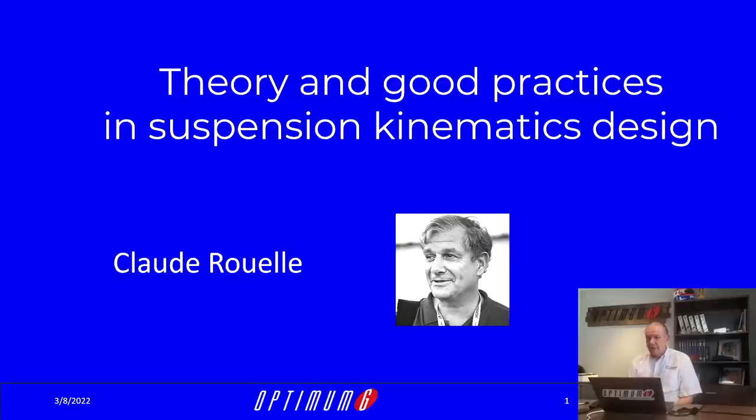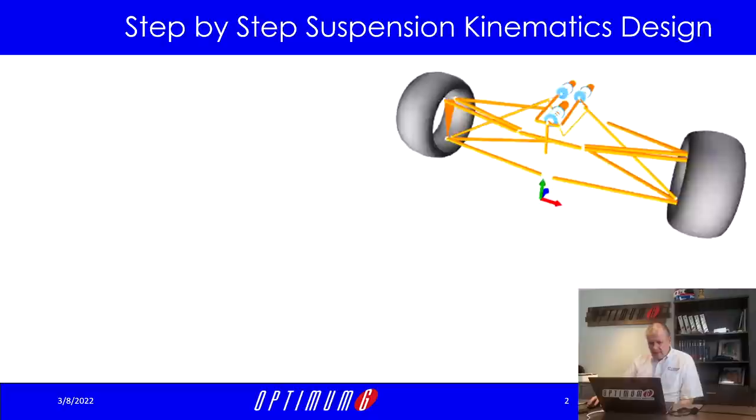Because until a few months ago, Optimum Kinematics, for example, was able to tell you what were your camber variation, your Ackermann, your roll center movement, your motion ratio with given points, but it didn't tell you where the pickup point had to be. That's what we call optimization. So let's go straight away.